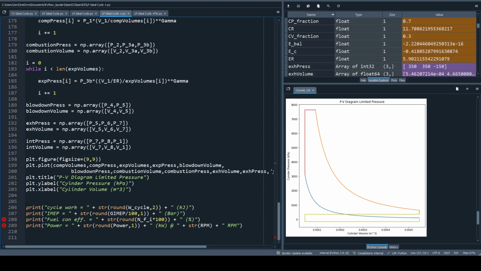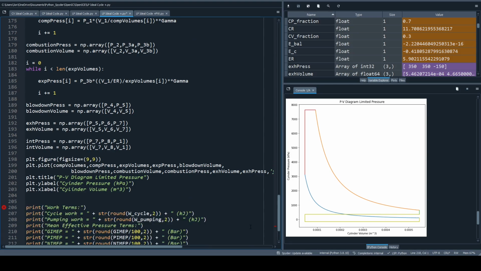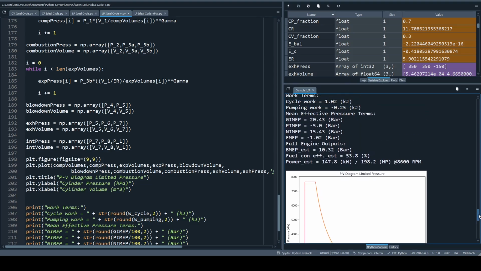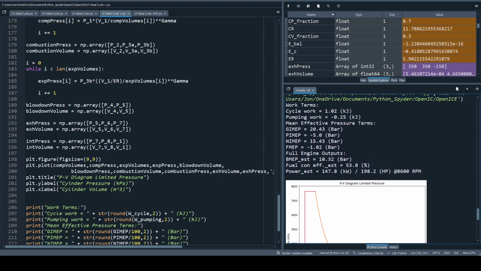Let me just go down and correct all of our outputs so that everything prints out correctly, and we will run this. Okay, so our PV diagram did not change much, but we've got all these fun outputs here. So we now have cycle work and pumping work. Those are going to lead to gross indicated and pumping indicated mean effective pressure, so we can take that into account now. You can see our net as a result. We've got our friction mean effective pressure, and then when we go to our estimated brake mean, that's also putting some thermal effects into the gross. So that's everything accounted for here.